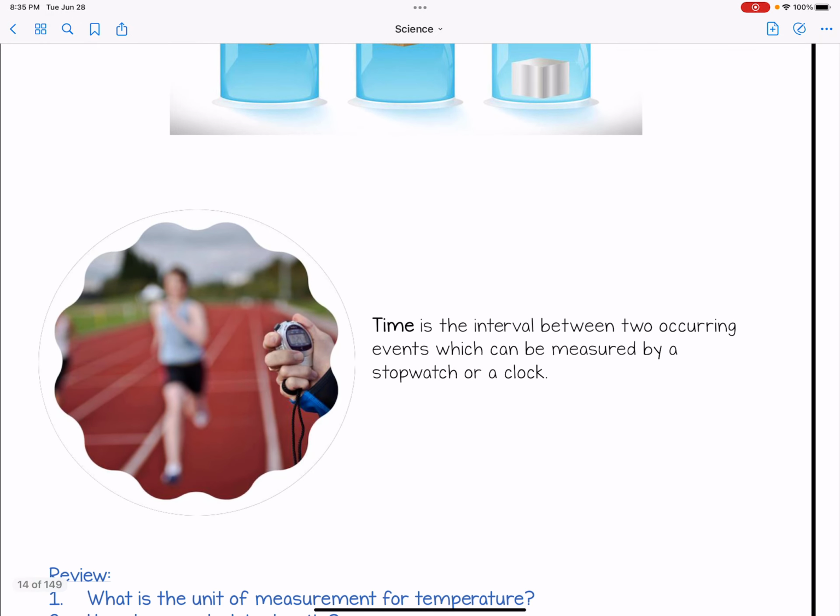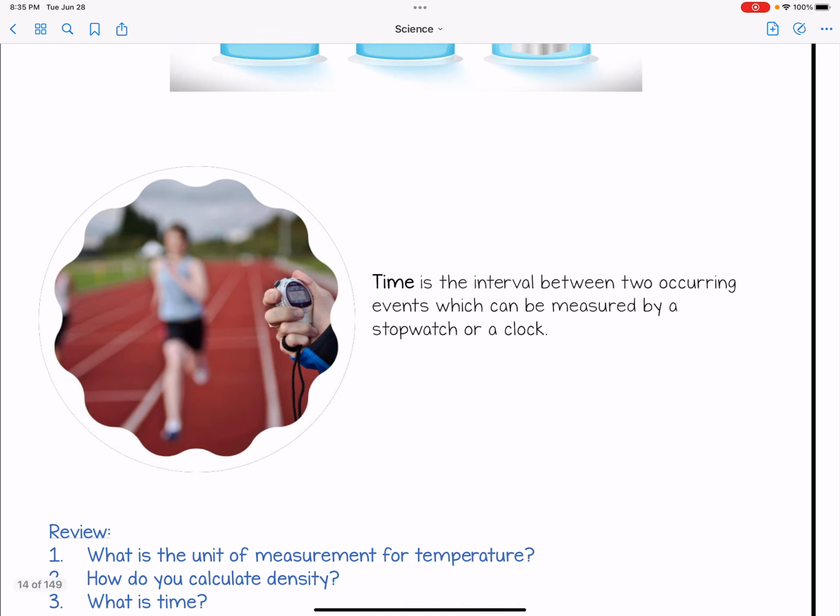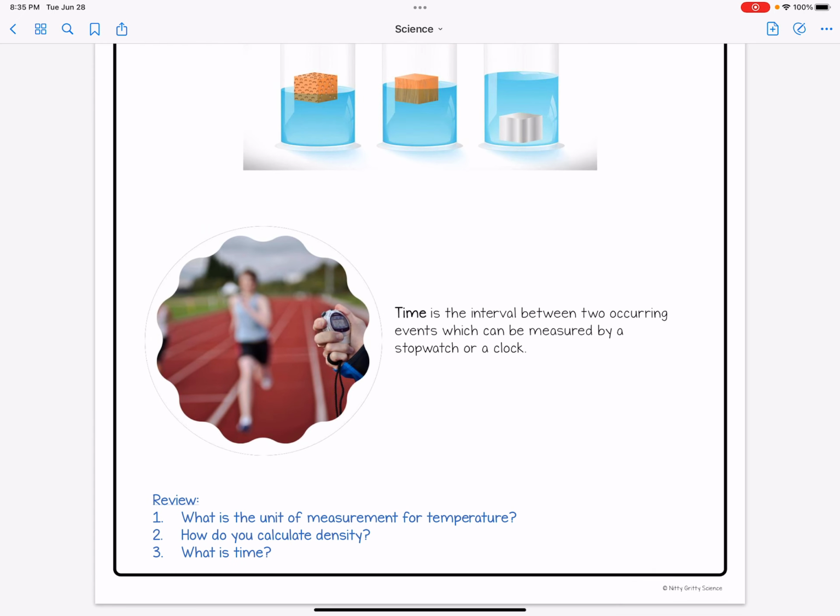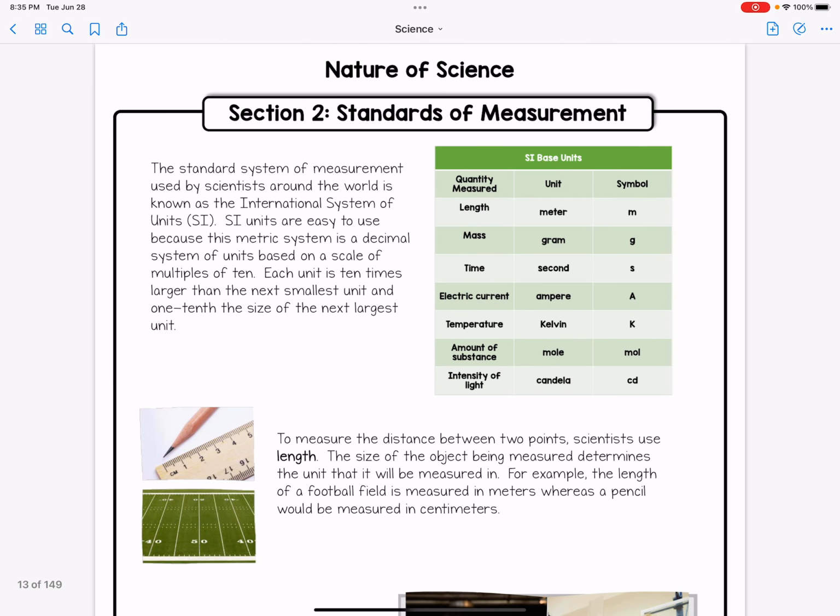Time is the interval between two occurring events which can be measured by a stopwatch or a clock. So this lesson doesn't have a lot of text, but it has a lot of important information. So I'm going to stop this video, and then in the next reading, we will annotate this passage and look at it in a little more detail.